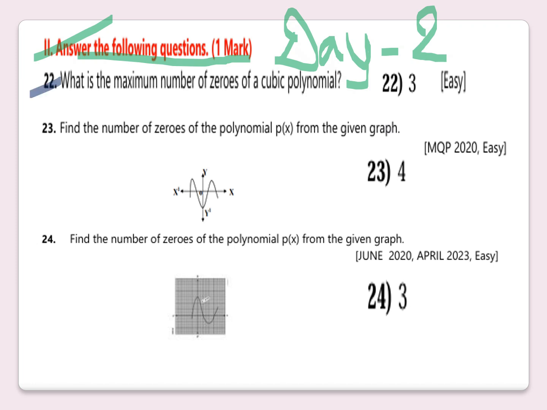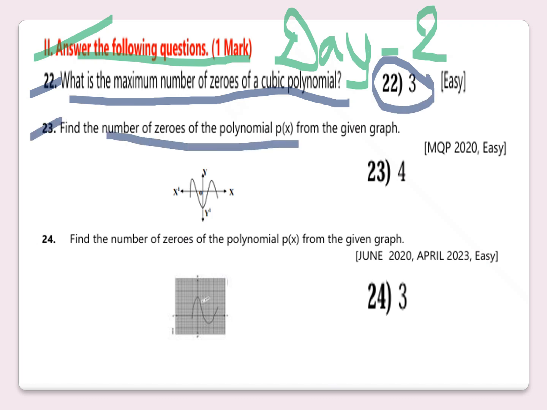Question number 22. What is the maximum number of zeros of a cubic polynomial? That is 3. Always remember. 23. Find the number of zeros of the polynomial p of x from the given graph. Here you can see it is having 4 different points. So you can take the answer as 4 here.